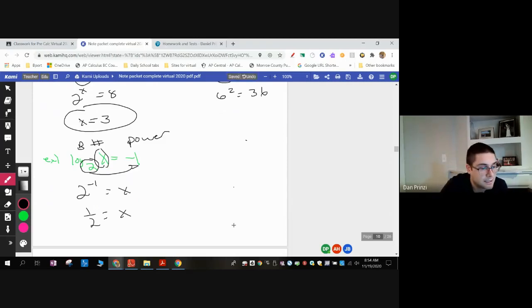Okay, or you could write it like this. The log base 2 of 1/2 equals -1 because that's the exponent, right? That's how you get 2 to be a half. Here, let's try one more. What do you guys think about this one?